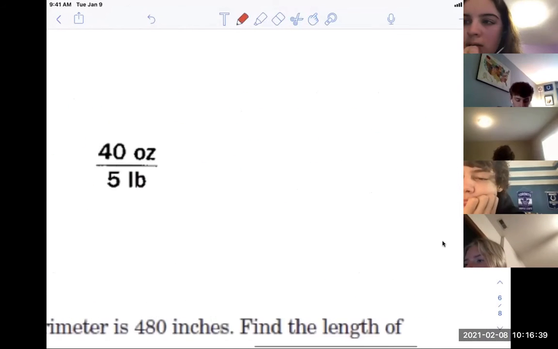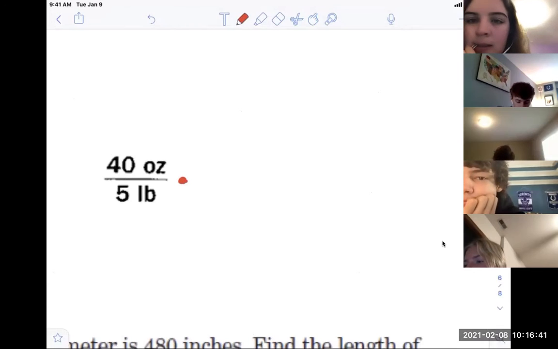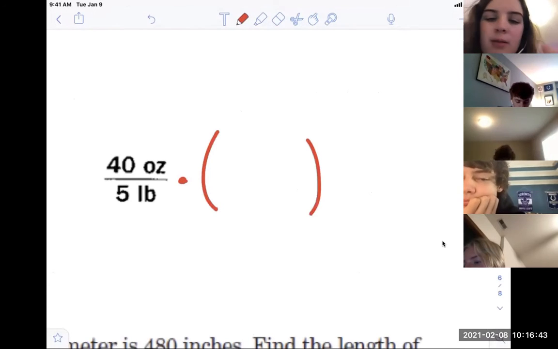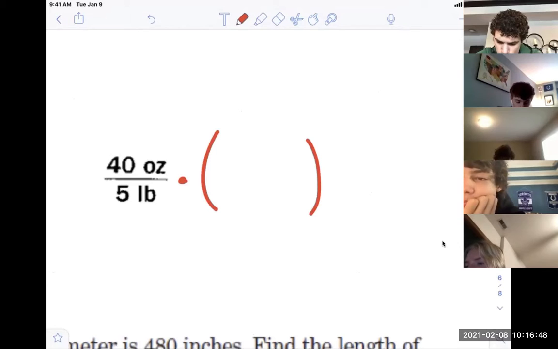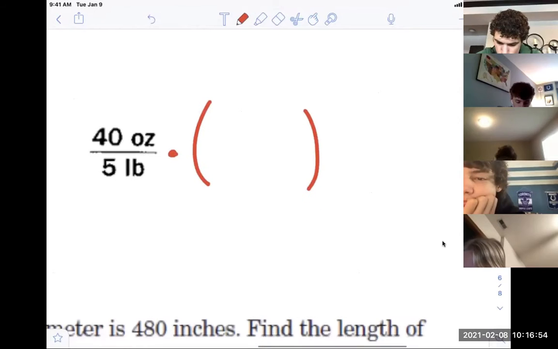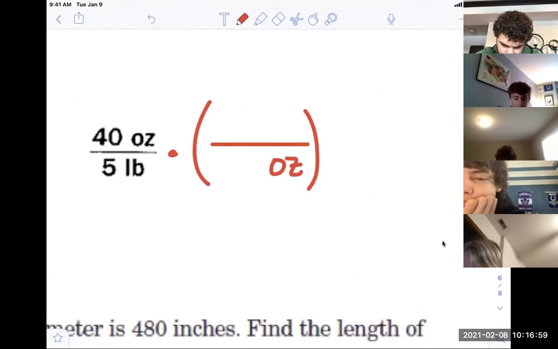Okay, what is the conversion factor with ounces and pounds? 16 ounces to a pound. 16 ounces and 1 pound. Okay, so Lucy, should ounces go on the top or the bottom? They should go on the bottom. So we want ounces to be done here. We want pounds on the top.